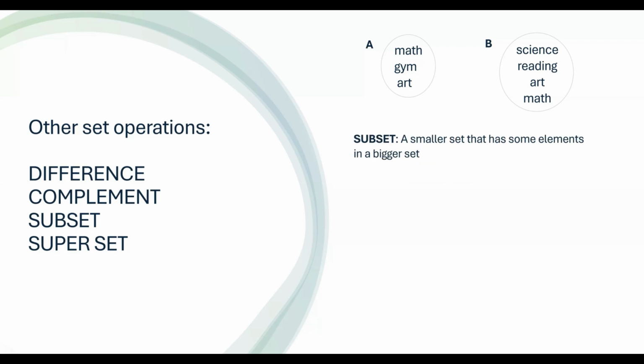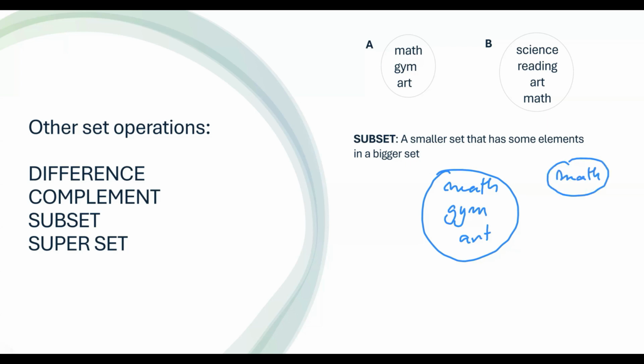Now, subset. A subset is a smaller set that has some elements in a bigger set. So if you take set A, which has math, gym, and art, a subset of A could be just math, or math and gym, or just gym, or just art. So it's just a smaller set.